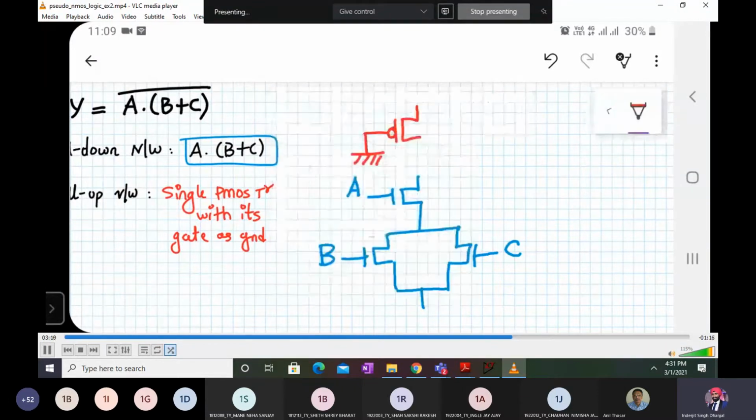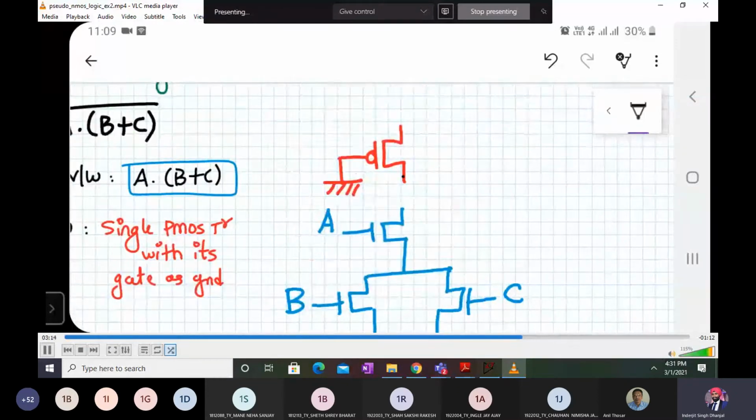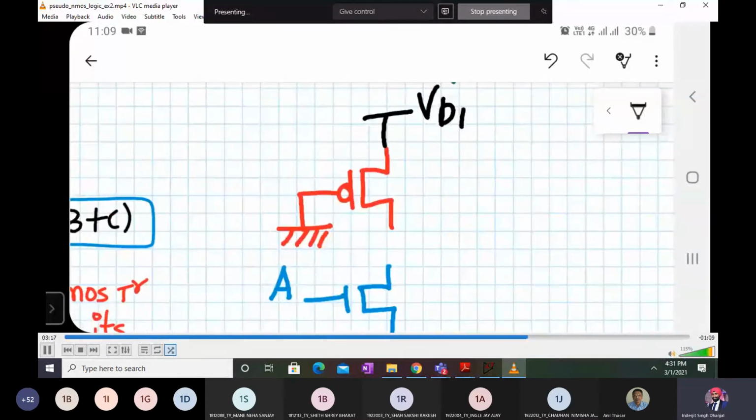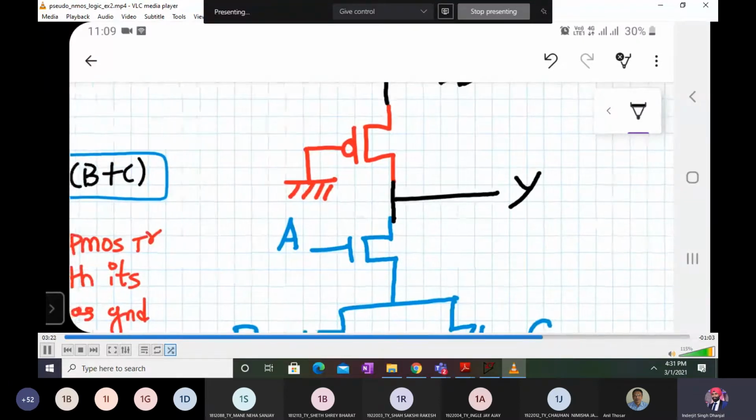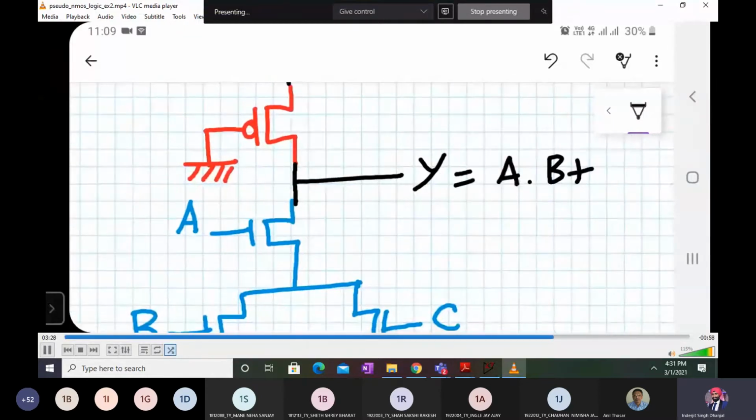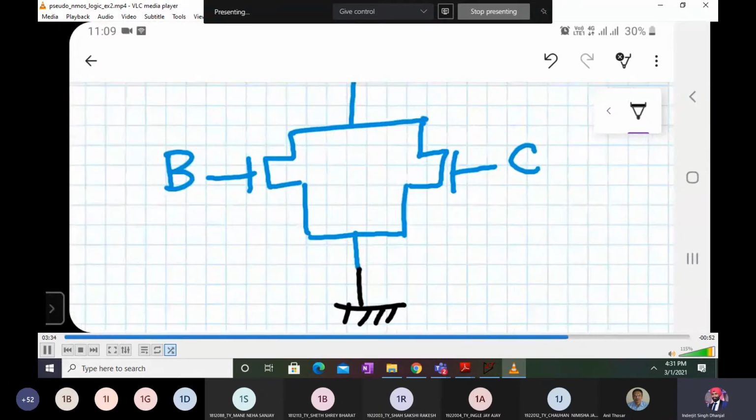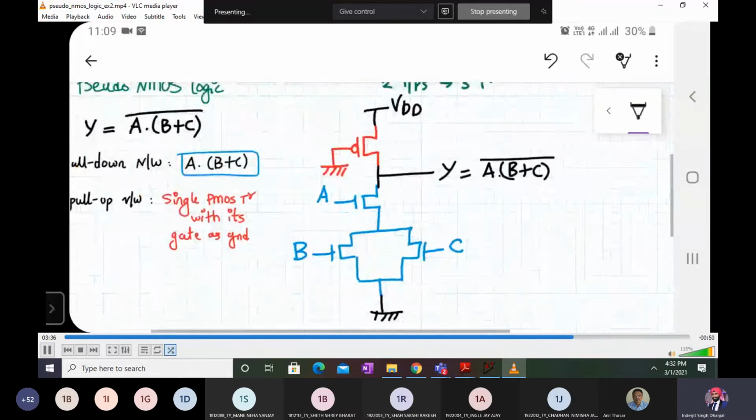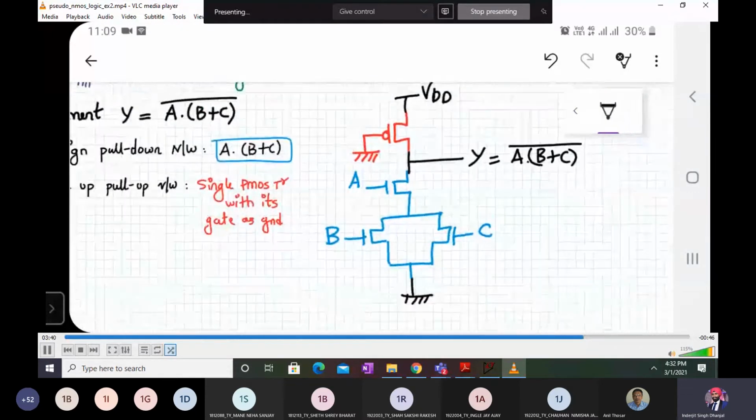Let me join them together. I have to connect the pull-up to VDD. So here it is, VDD. The pull-down and pull-up networks are connected to the output. So here it is Y, which is nothing but (A·B + C) the whole bar, and the bottom of the pull-down network will go to ground. So this is a simple implementation of a Boolean expression using pseudo NMOS logic.